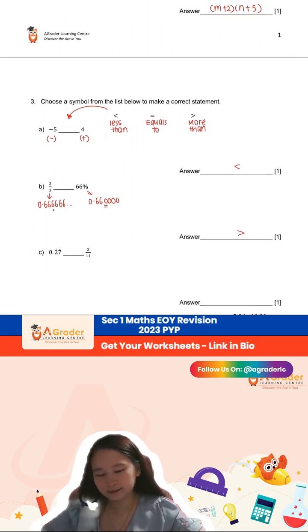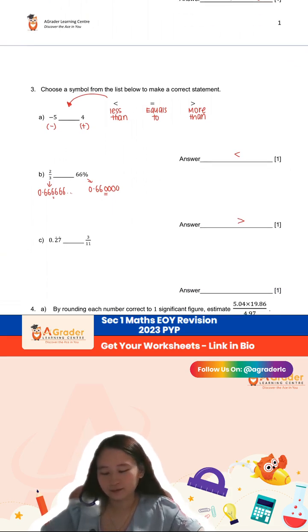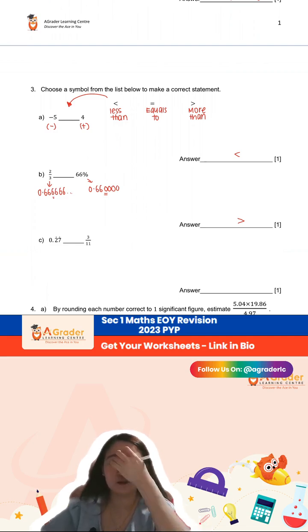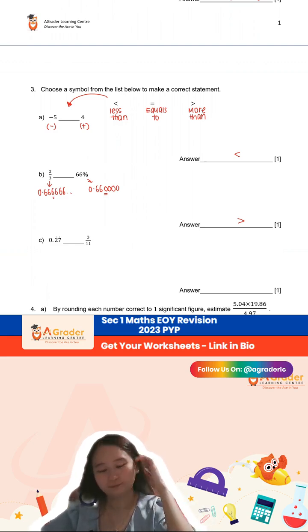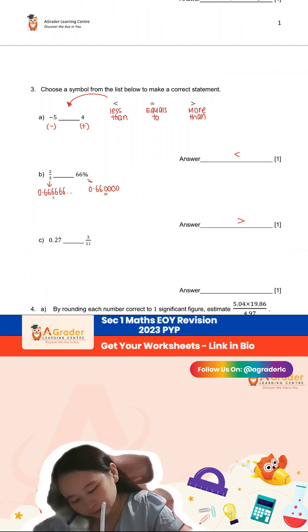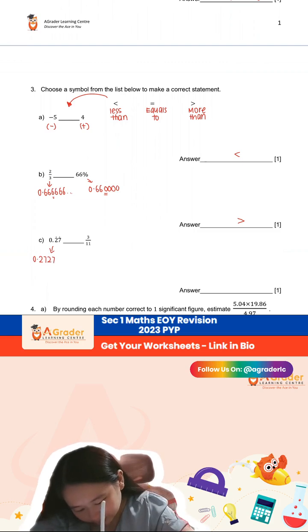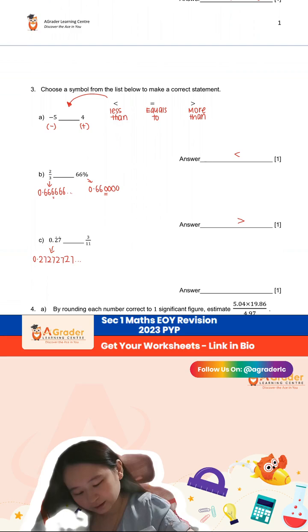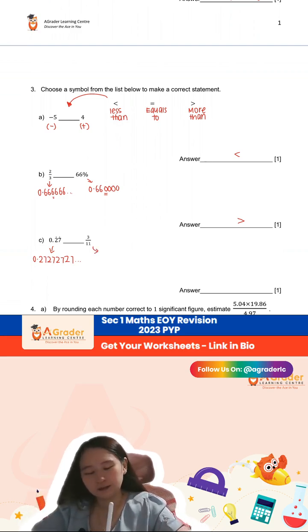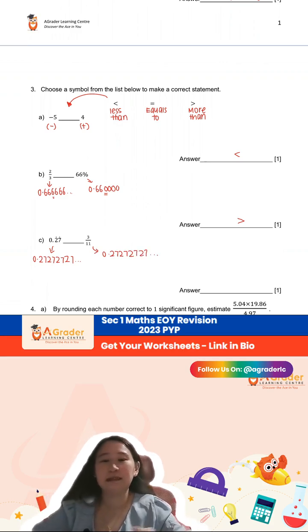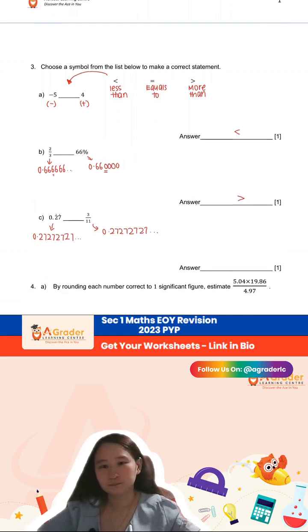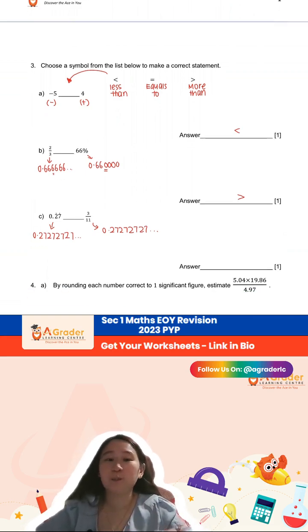For part C, anyone want to make a guess? 0.27 with the dot on both digit 2 and 7. Good, it's equals to, because 0.27 with dots on top is 0.27272727, never ending. And then 3/11 is also 0.27272727 and so on. Exactly the same number. It just means that the digits keep repeating themselves.